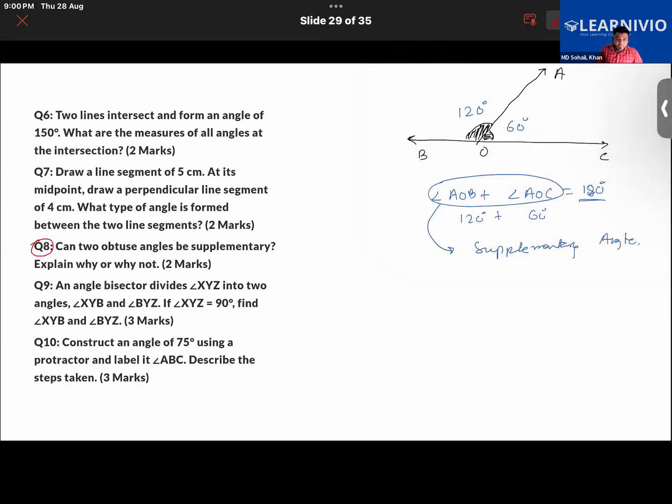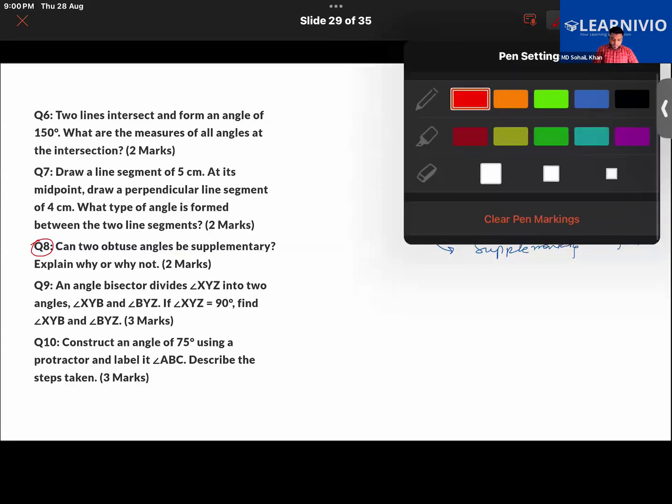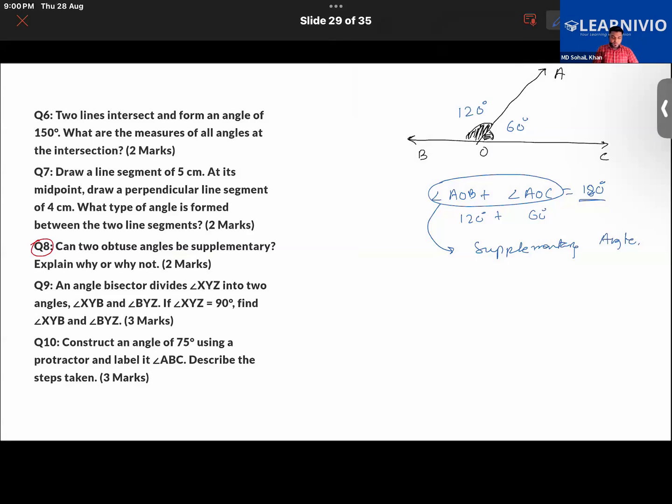Now look at the question again. The question is saying, is it possible? Think on your own. Do not copy anyone's answer. Think on your own, because you'll be required to explain it as well. Let's take an example while we are solving this. Then we will be concluding it.